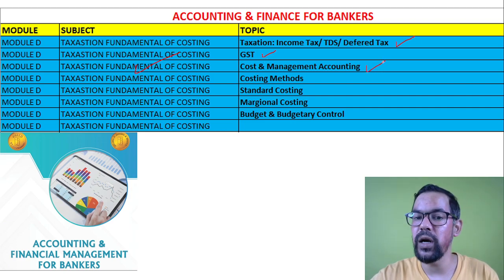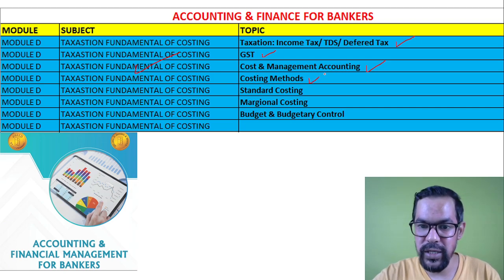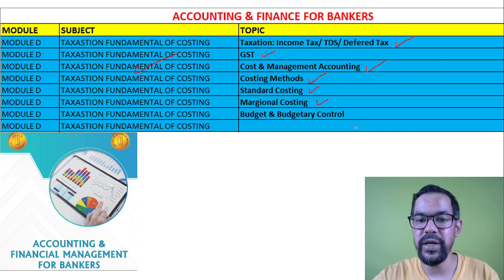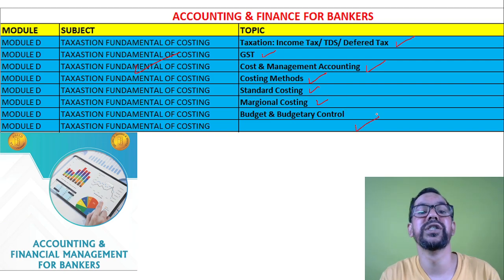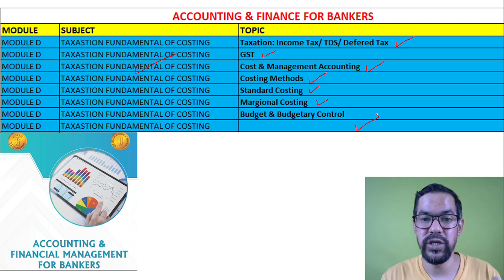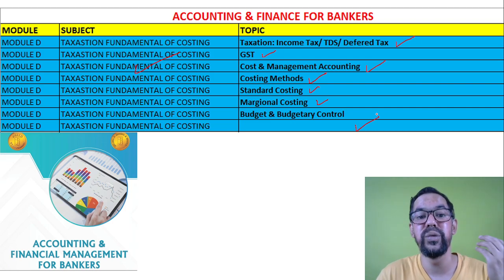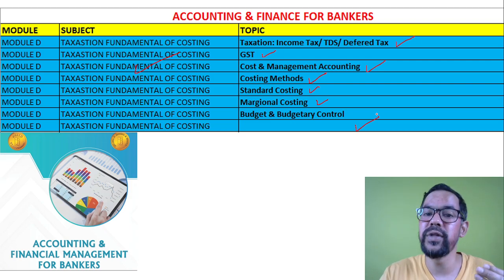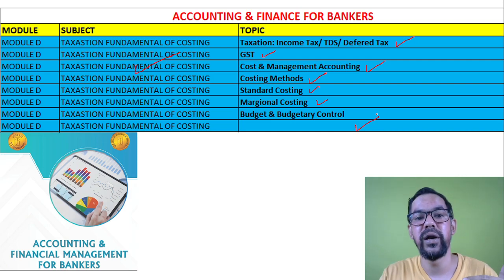Then cost and management accounting: you have costing methods, standard costing, marginal costing, and budget and budgetary control. The budget is something related to a company. Let's say you are running a company, how will you allocate the resources, and what are the different methods used for the allocation? These are generally part of this particular module, the fourth module, that is taxation and fundamentals of costing.